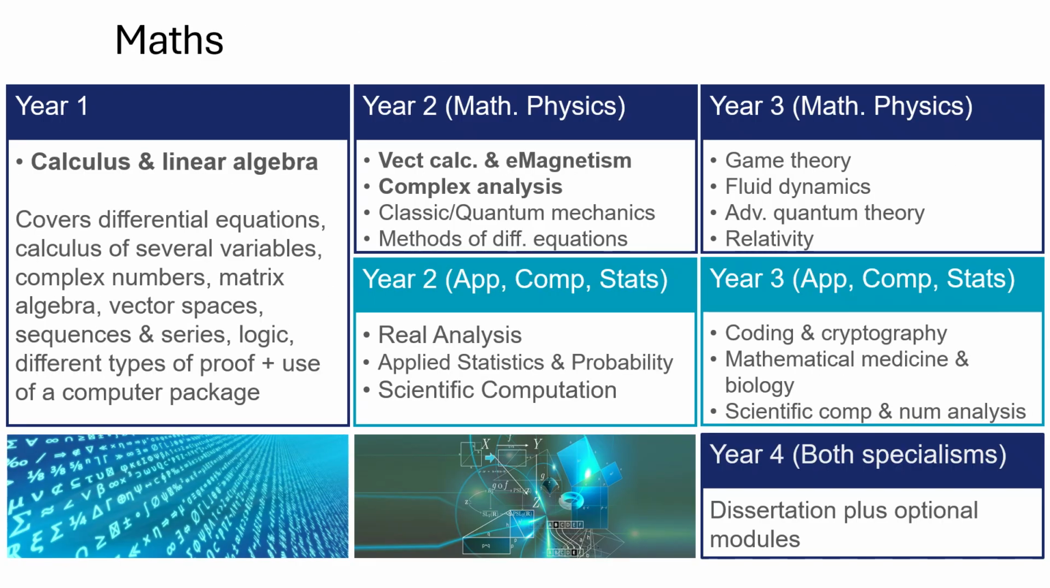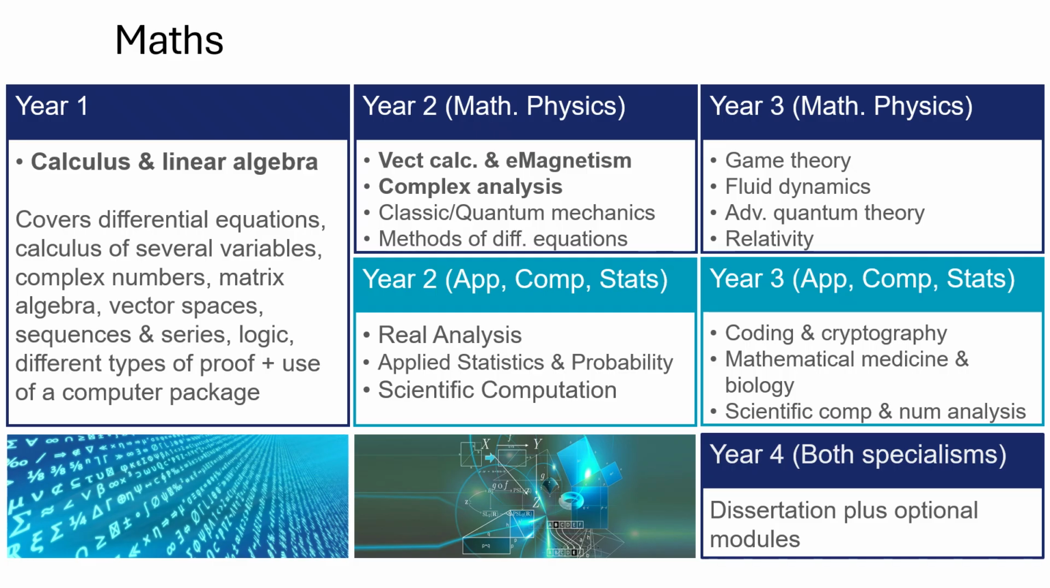The next subject is maths. If you would like to study maths as part of your natural science degree, you are required to have A-level maths or equivalent. In the first year, you will have a core module on calculus and linear algebra, which builds on your A-level maths. In this module, you will learn about differential and integral calculus, and you will also have an introduction to Python for basic algorithms.